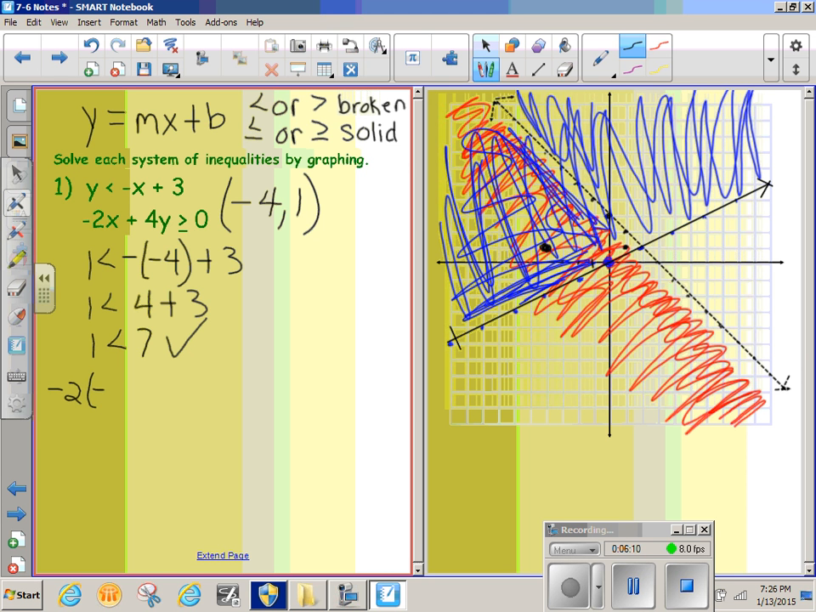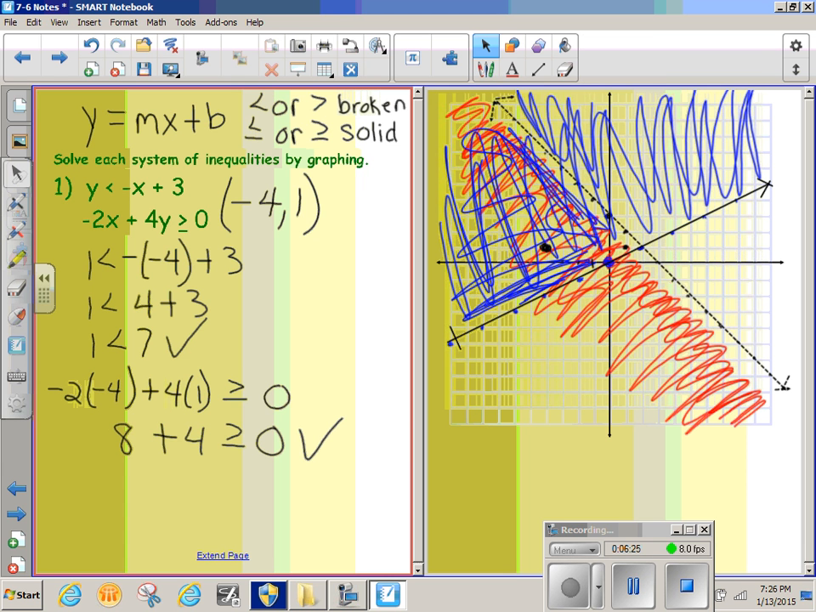-2 times -4 plus 4 times 1 is greater than or equal to 0. So now we have 8 plus 4 is greater than or equal to 0. Well, of course, that one checks as well. We did a good job. Give yourself a pat on the back.